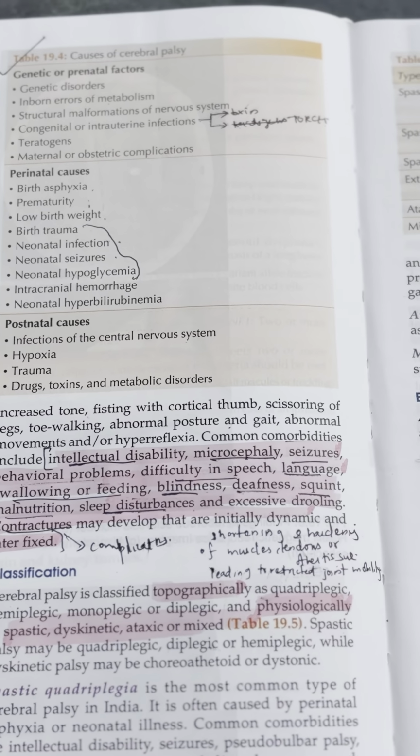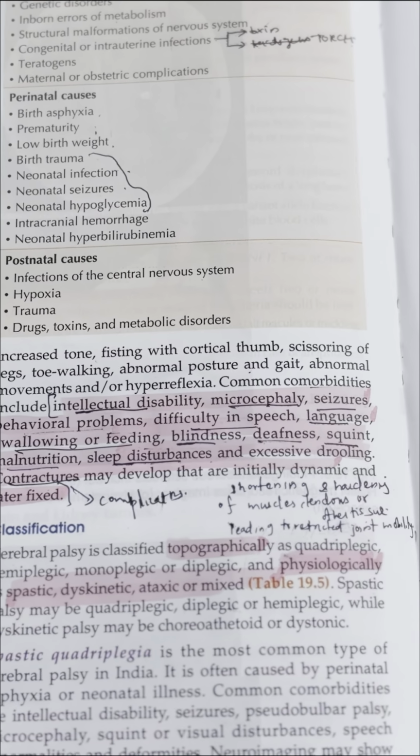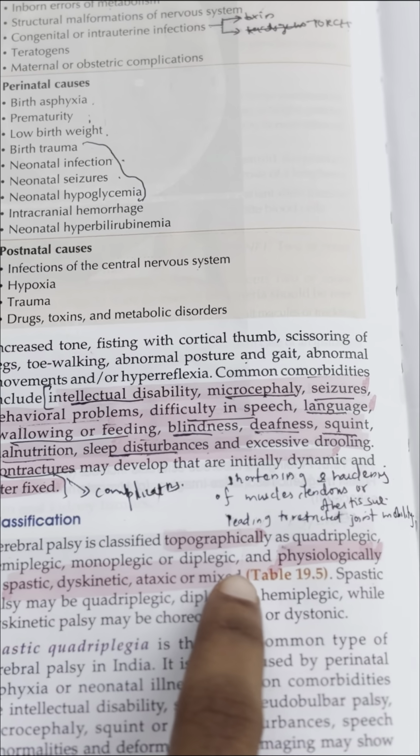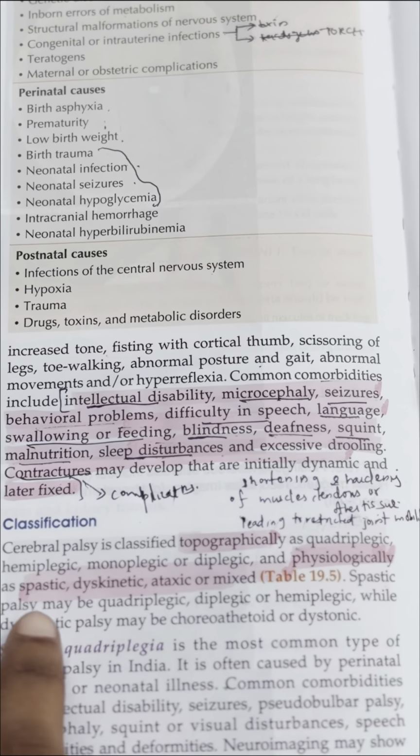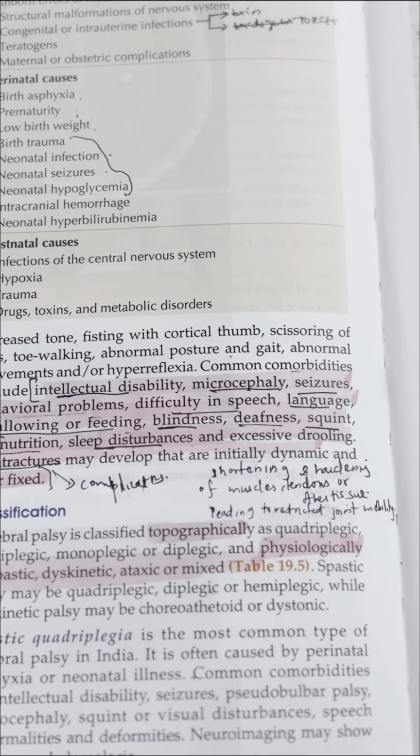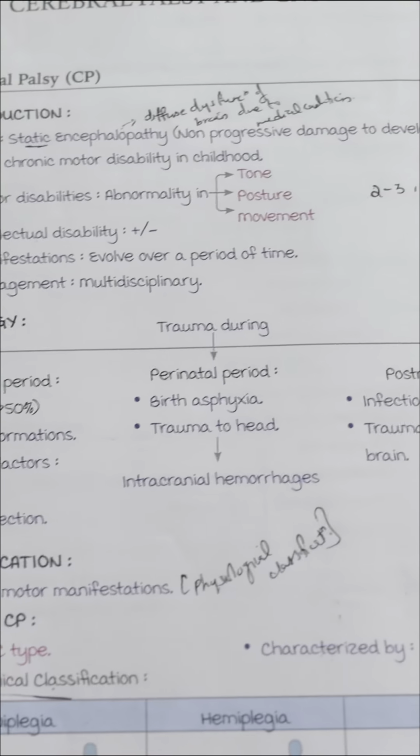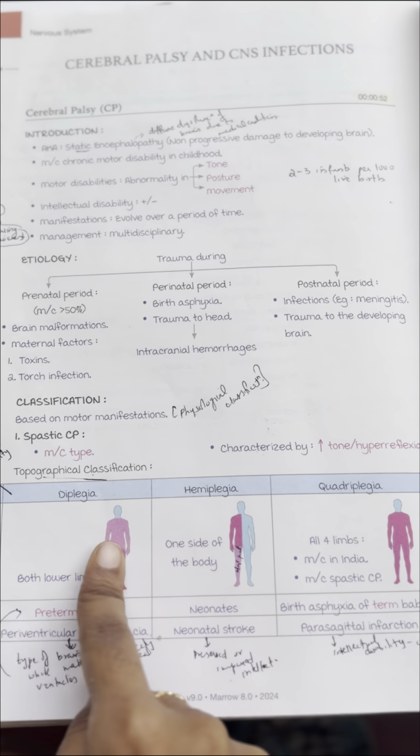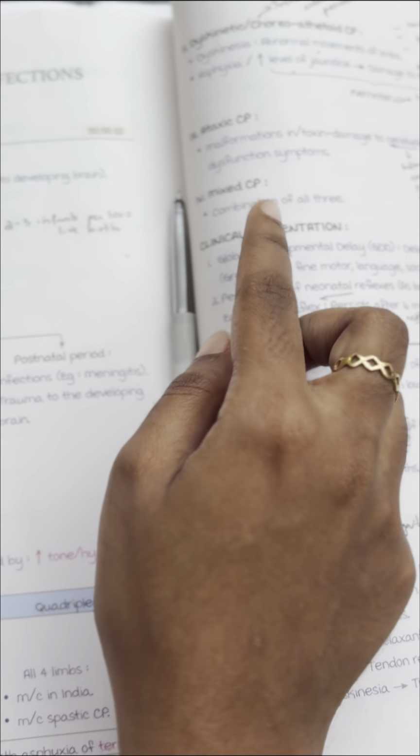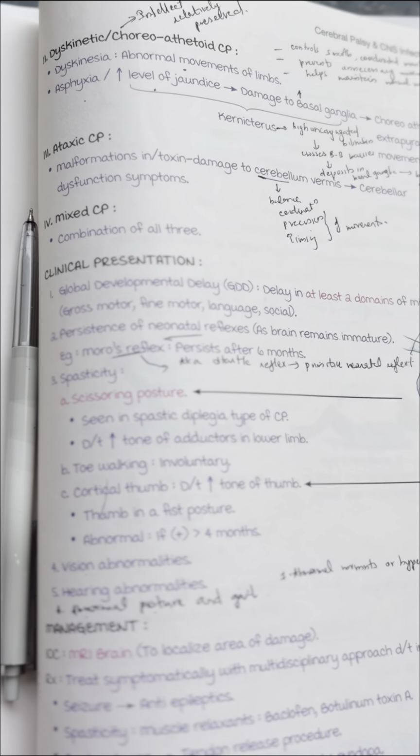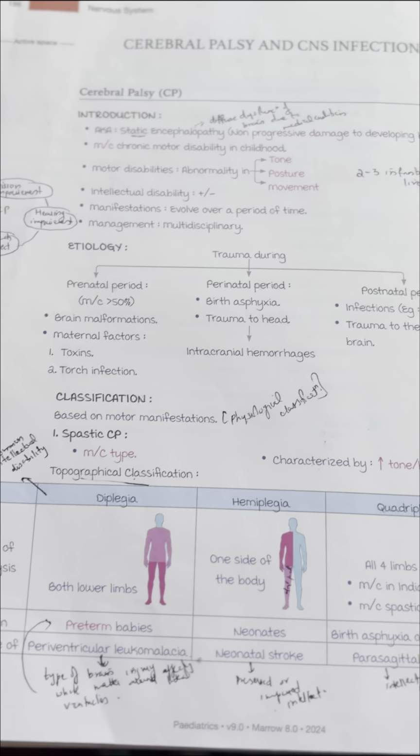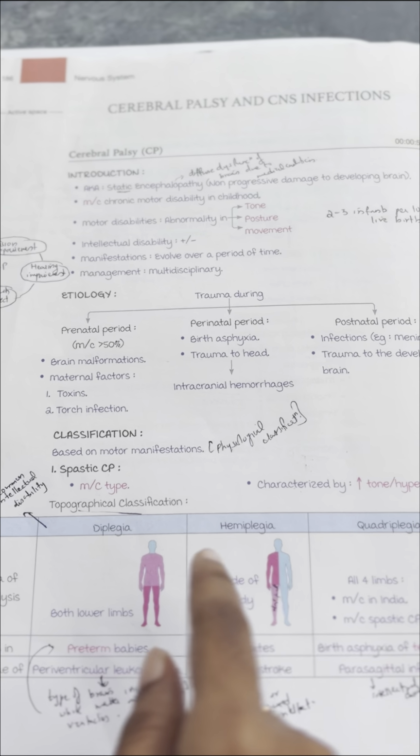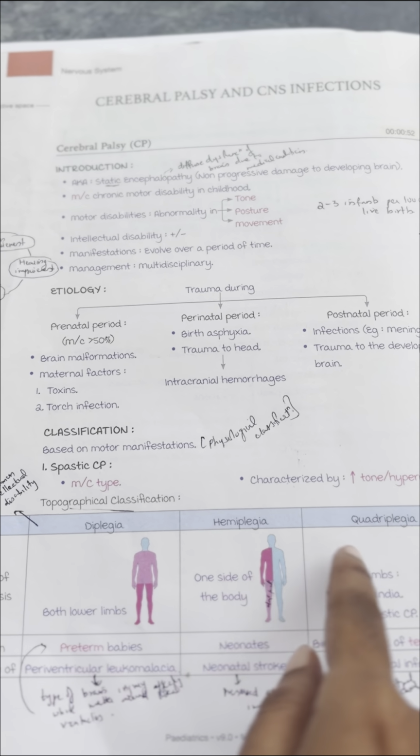Now coming to the classification, there are mainly two classifications. One is topographical classification that includes quadriplegic, hemiplegic, monoplegic or diplegic, and physiological classification that includes spastic, dyskinetic, ataxic or mixed. So now there are mainly four classifications. First one is spastic, and under spastic, there is topographical classification that is diplegic, hemiplegic, quadriplegic. Then the other three classifications include dyskinetic, ataxic, and mixed. So in spastic, there are three under topographic classification. These three include diplegia, hemiplegia, quadriplegia.